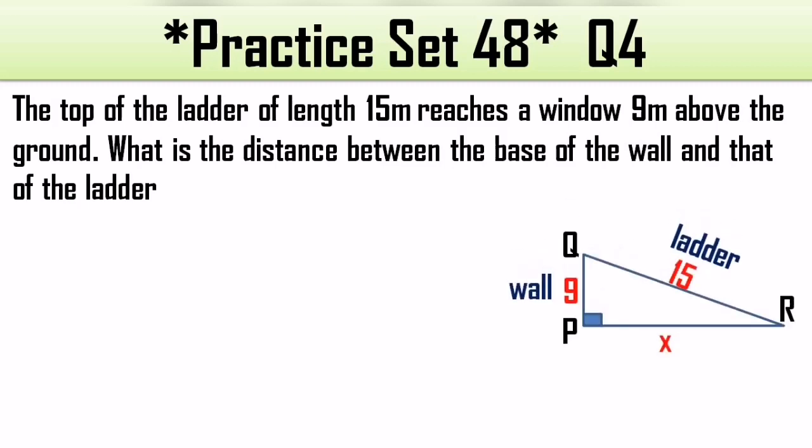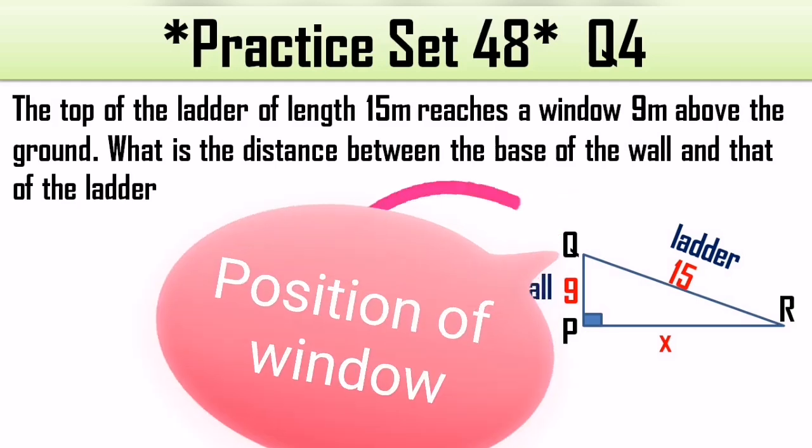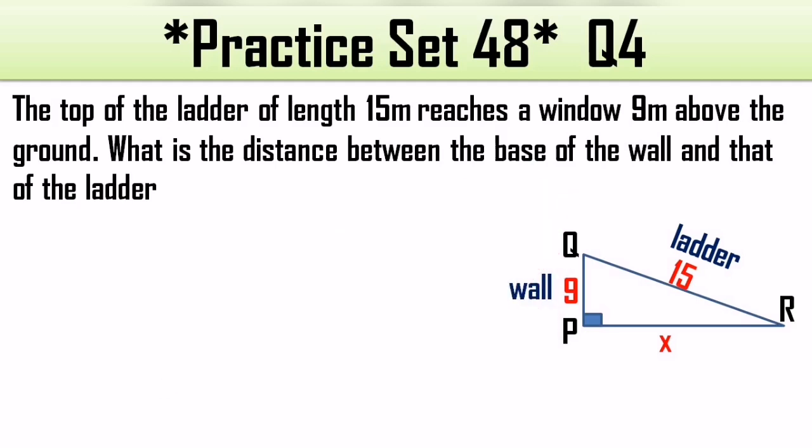So here we go with the right angle triangle, where the name of the triangle is QPR. QP will make the wall. Q is nothing but the position of the window. R is the base of the ladder, and I need to find the distance PR. The length of the ladder is already given to me, that is 15 meter, and the height of the window from the ground surface is nothing but 9 meter.